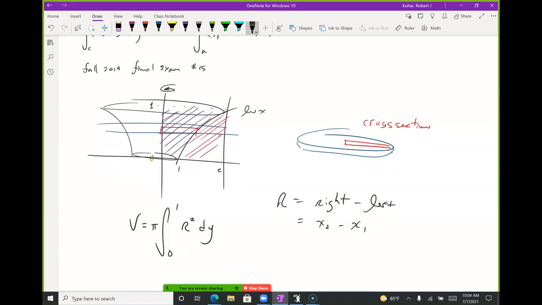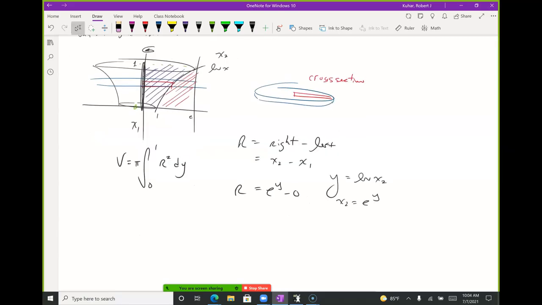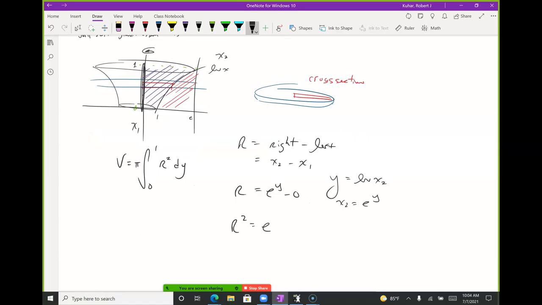So this is x sub 2, the ln of x, right? And the x sub 1 is this axis. So it's x sub 2 minus 0. And what is that function? It's y equals ln of x. Right? So x sub 2 equals e to the y. Is that clear to everybody? So my r squared turns out to be e to the y squared, which is e to the 2y.